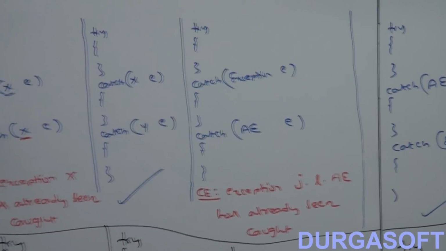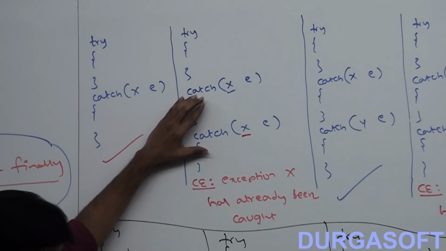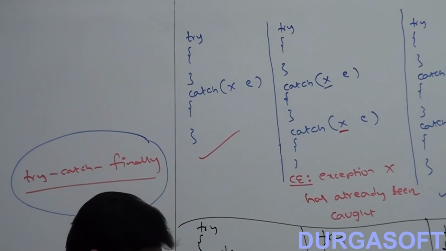Next, observe this point. Can you tell, is it valid or invalid? Invalid. Why is it invalid? Because we are taking two catch blocks for the same exception. Duplicate catch blocks.